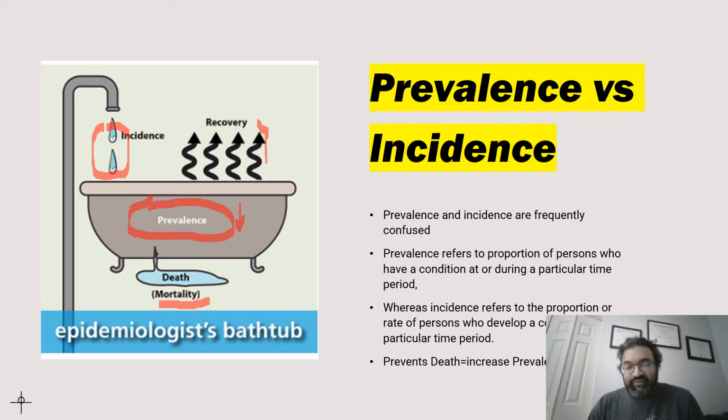Prevalence and incidence are frequently confused. Prevalence refers to the proportion of persons who have a condition at or during a particular time, and that's where this is at or during. And then incidence refers to the proportion or rate of persons who develop the condition. So these are new cases, and then these are at or during. Prevalence is the whole thing.